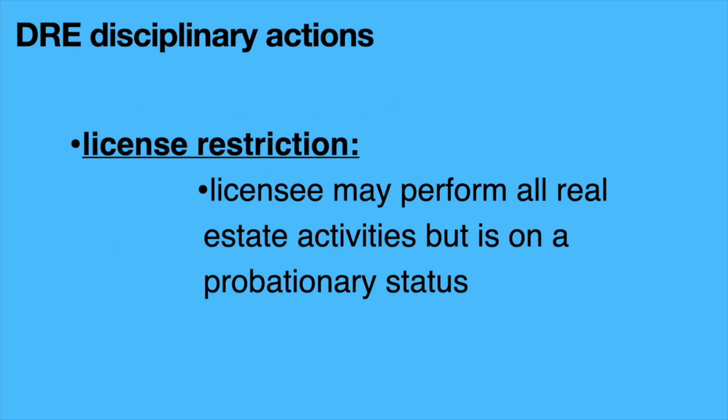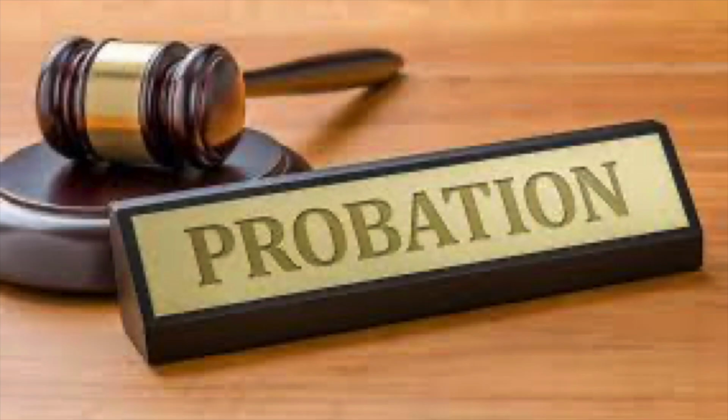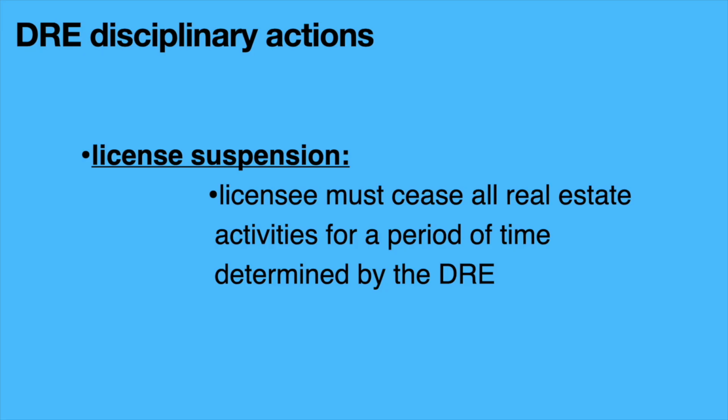DRE disciplinary actions include the following: license restriction. Licensees may perform all real estate activities, but are on a probationary status. License suspension. The licensee must cease all real estate activities for a period of time determined by the DRE.